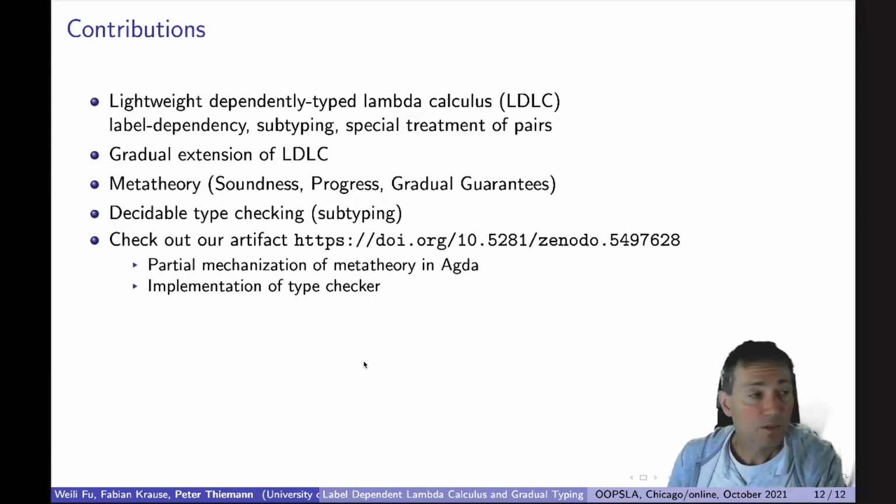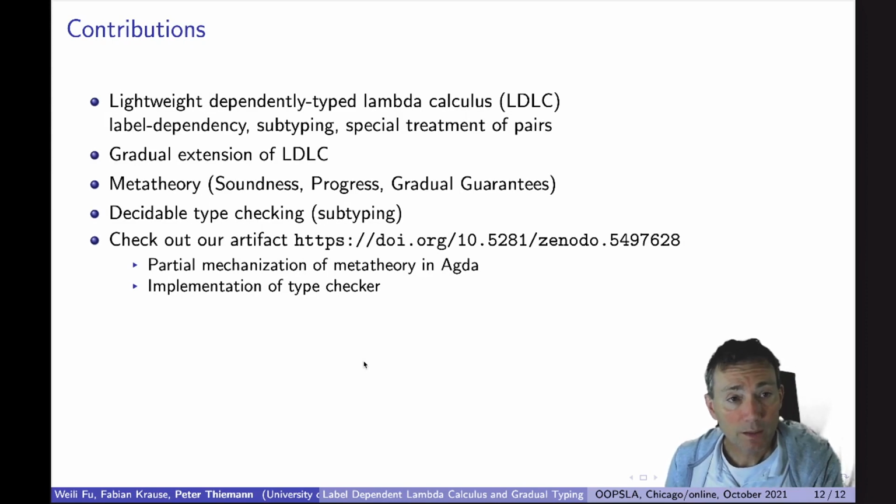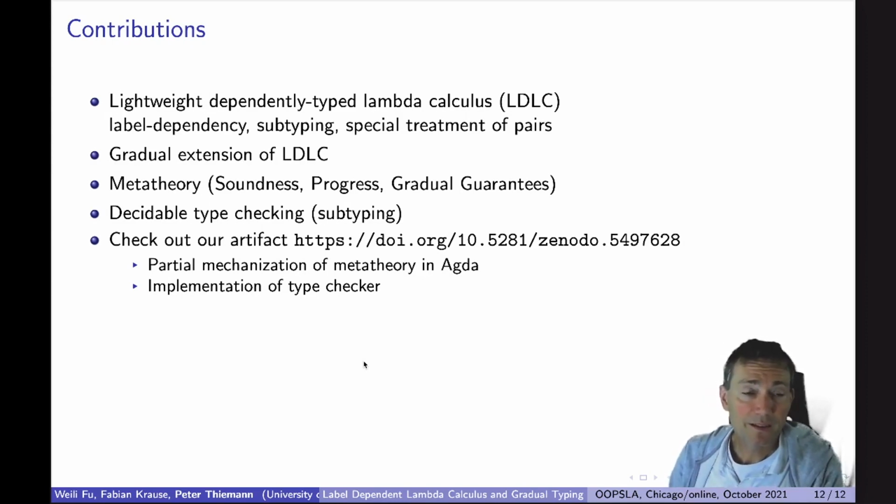Right, and this leads me to the conclusion. So we've shown you a lightweight dependently typed Lambda calculus, LDLC, which features a label dependency, which I hope I've been able to explain to you, subtyping, and a fairly special treatment of pairs. Then we've shown you a gradual extension of the label-dependent Lambda calculus. We've established the meta-theory, soundness, progress, and gradual guarantees, and we've shown that type checking here is decidable, including the subtyping.